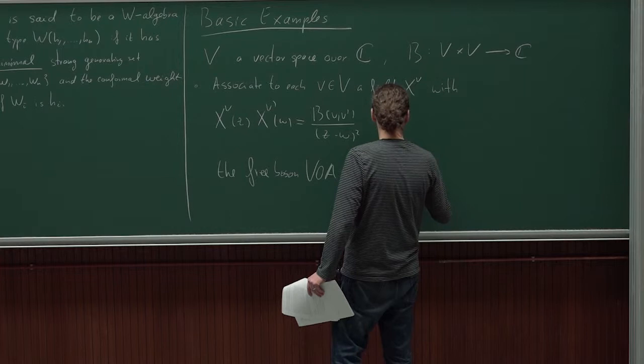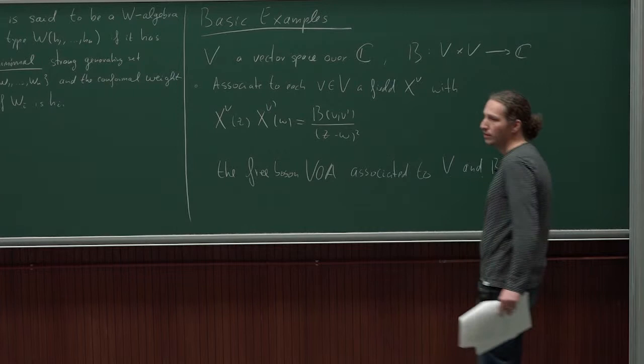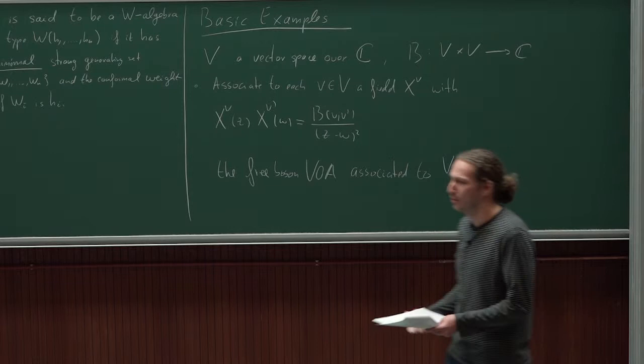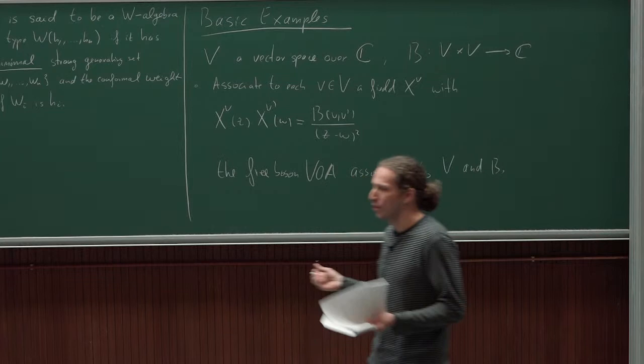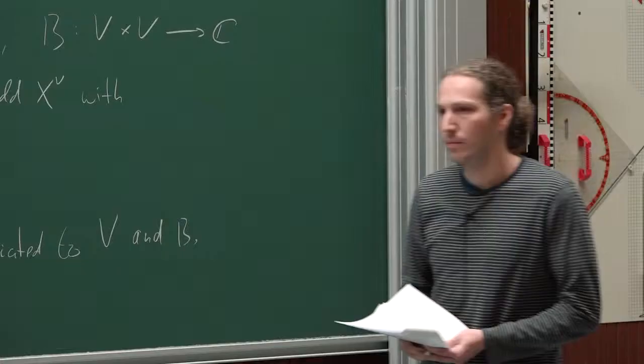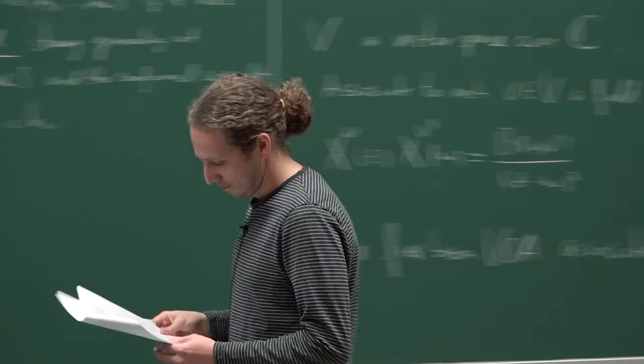If B is degenerate, then we will just have a commutative VOA, which is a little bit boring, but there's no reason to forbid it at this point. So I don't require anything on B. In practice, you usually want it to be non-degenerate.